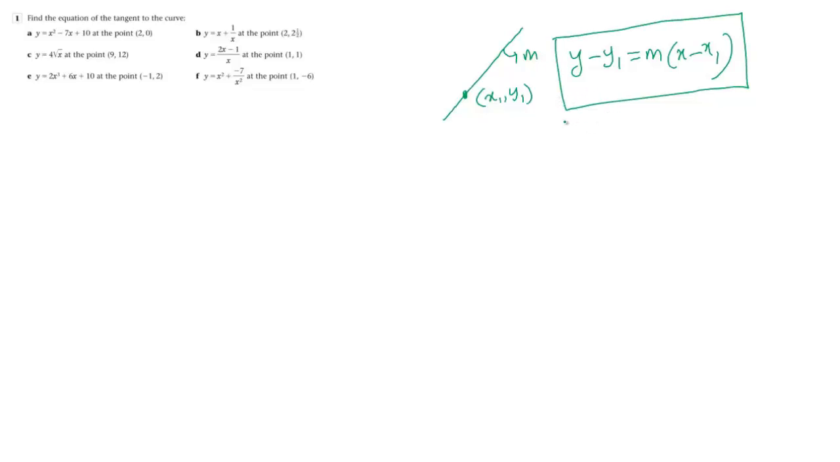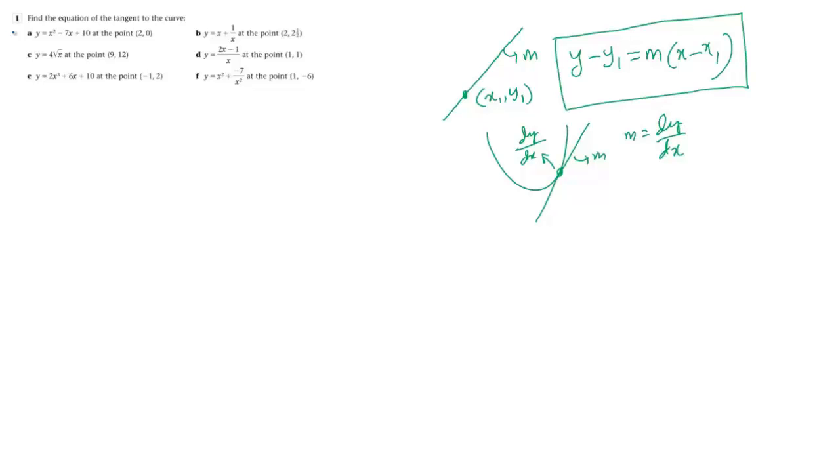A tangent is a special line. It's a line drawn to a curve so that it touches the curve and it intersects a parabola at exactly one point, and the gradient of the curve at a particular point is equivalent to the gradient of the tangent. So the gradient of a tangent is dy by dx.